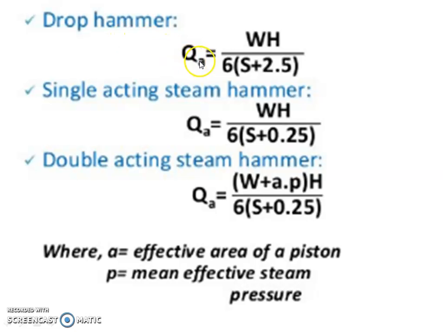For drop hammer, QA is equal to W into H divided by 6 into S plus 2.5. And for single acting steam hammer, QA is equal to W into H divided by 6 into S plus 0.25. For double acting steam hammer, QA is equal to W plus AP into H divided by 6 into S plus 0.25, where A is equal to effective area of a piston and P is equal to mean effective steam pressure.